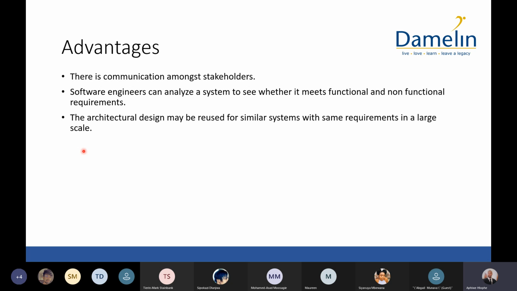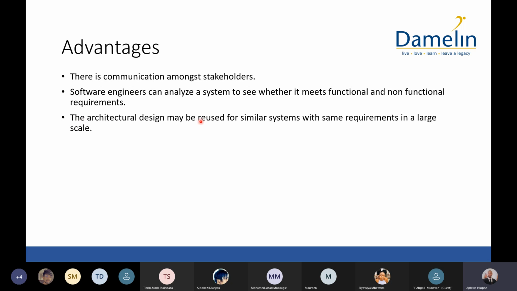So what are the advantages of doing architectural design? There is communication among stakeholders. So stakeholders communicate more, work together more in the early days of the project, because you remember that you're trying to at least demonstrate even the architecture of the system in the prototype. So software engineers can analyze a system to see whether it meets the functional and non-functional requirements. And I said that in the earlier slide that this ties into the early working version of the system. You're able to critique it.